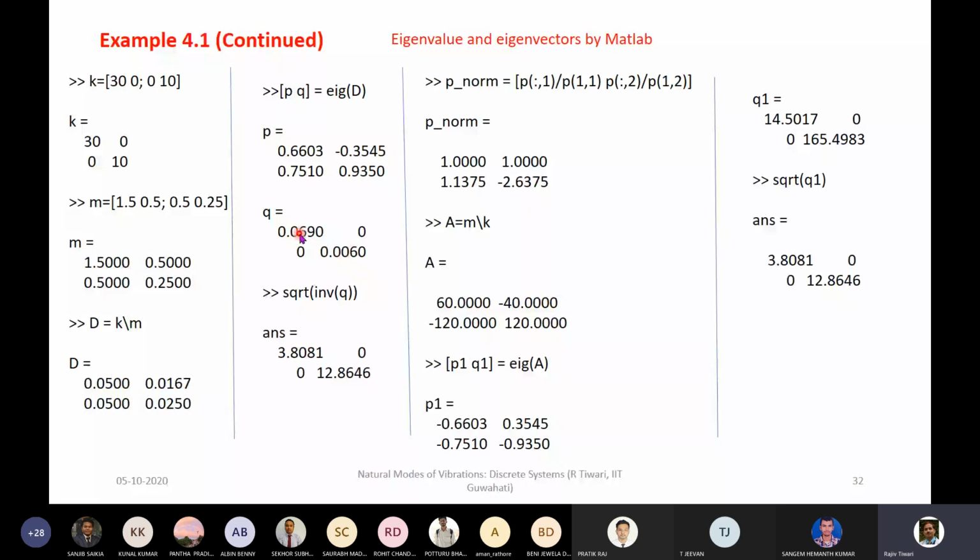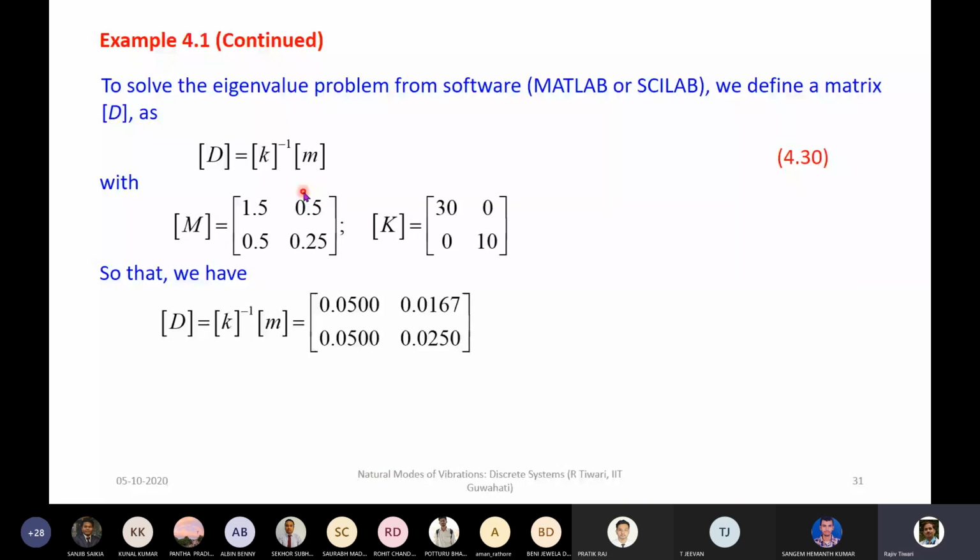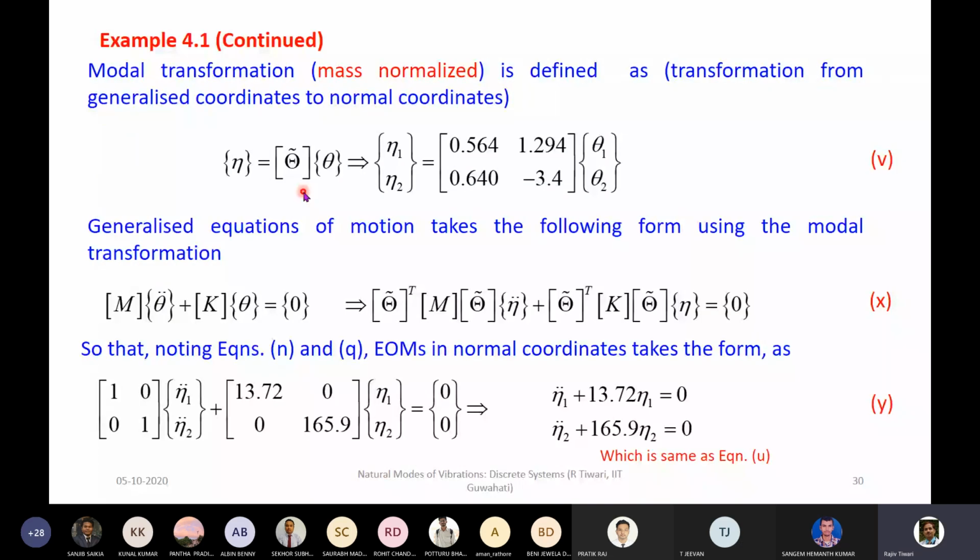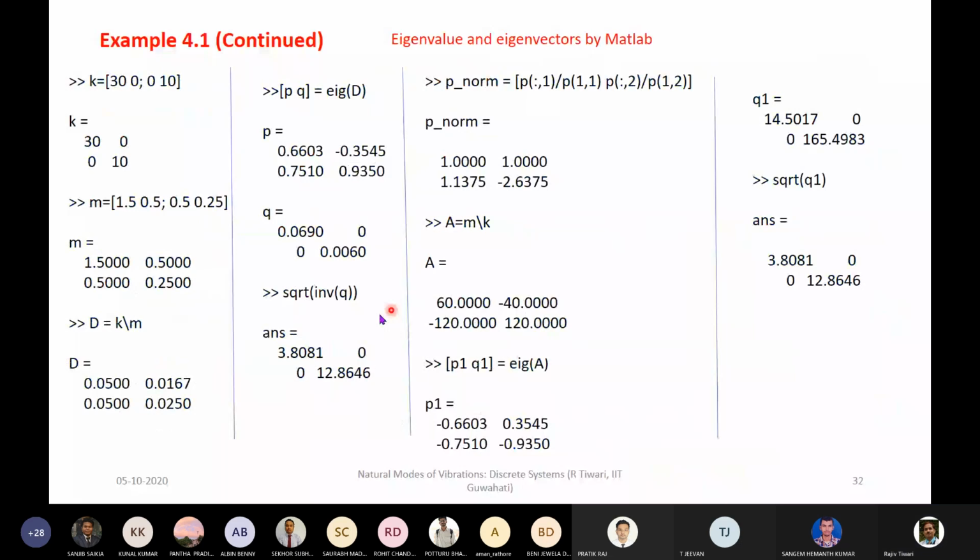In this, lambda 1 and lambda 2 are defined the other way around. I think it is 1 by lambda. So we need to invert this and take the square root of this. If we take the inverse of Q and take the square root, we'll get the first natural frequency and the second natural frequency.